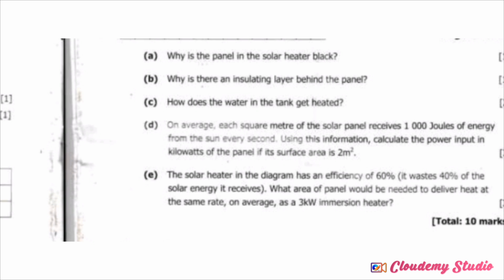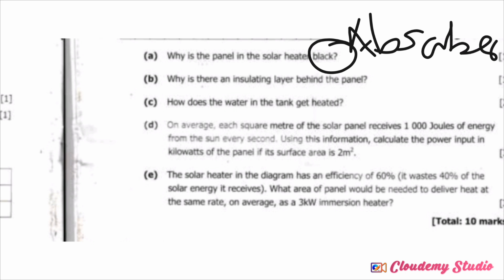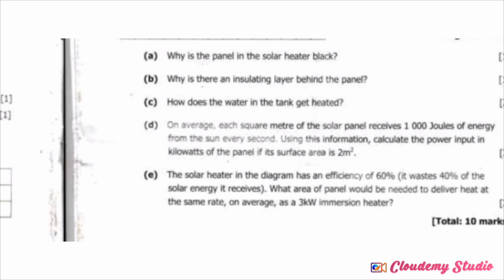All they want from you is the uniqueness of black. Without wasting much time, we know that black is a good absorber. So the reason it is black is so that the black color can absorb heat effectively. Why is the panel in the solar heater black? To absorb more heat, because black is a good absorber.